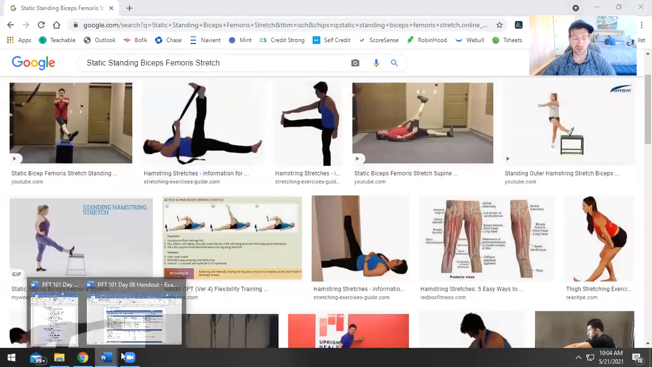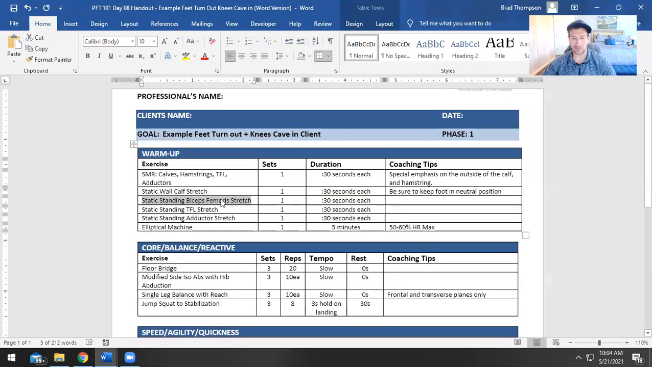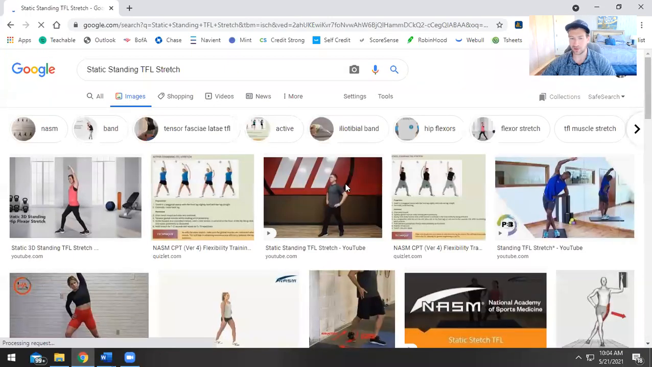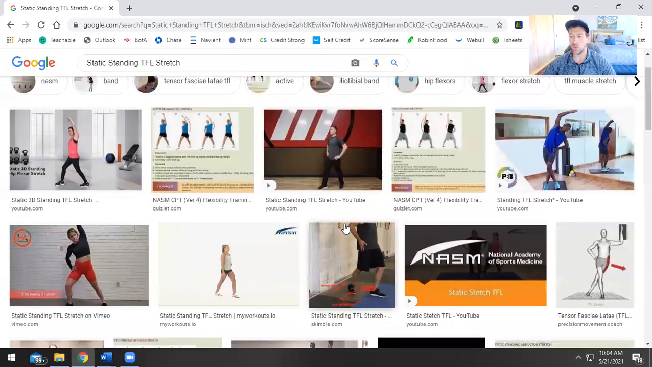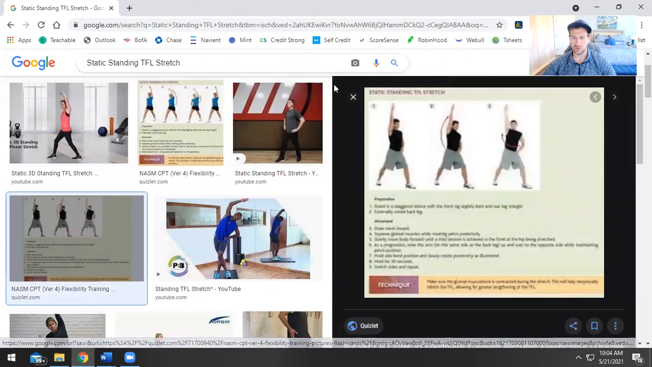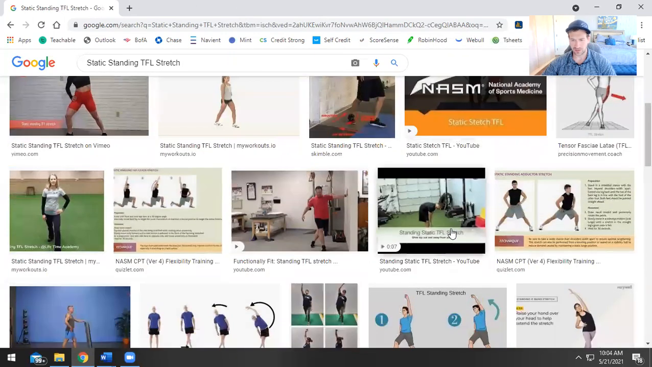So then once we've done that static biceps femoris stretch, we're gonna do a standing TFL stretch. This is gonna loosen up that hip muscle that we talked about, right? So what does your TFL do? Well, your TFL, oh God, it's pixelated.